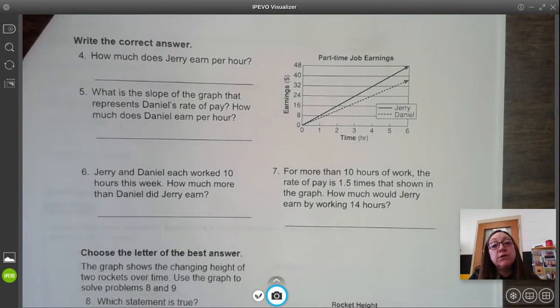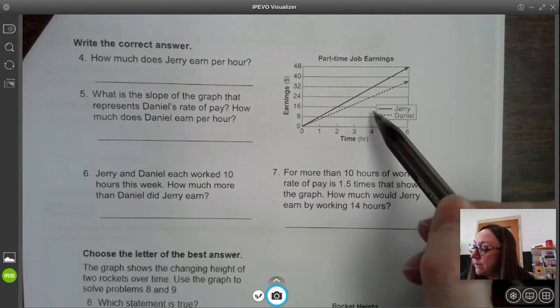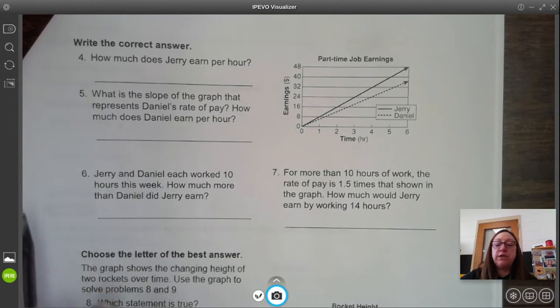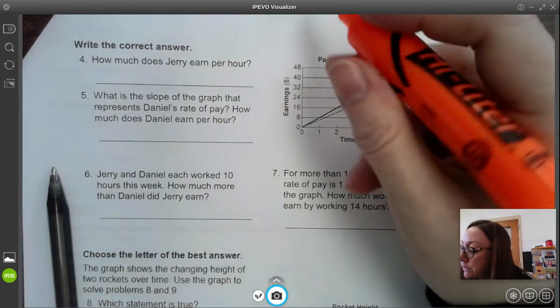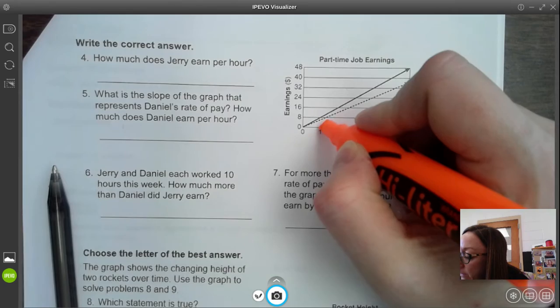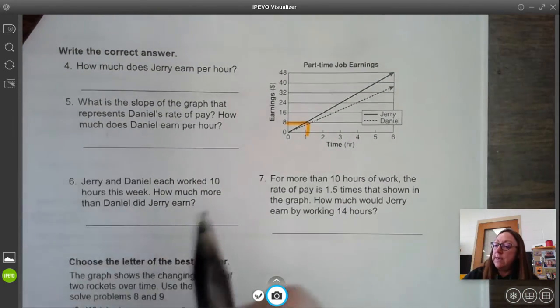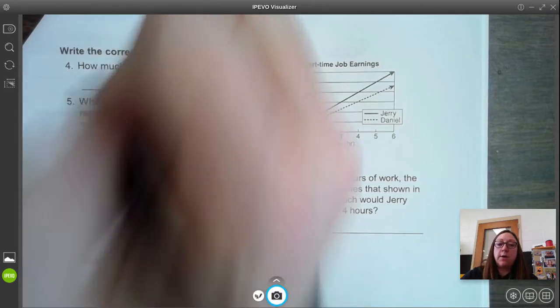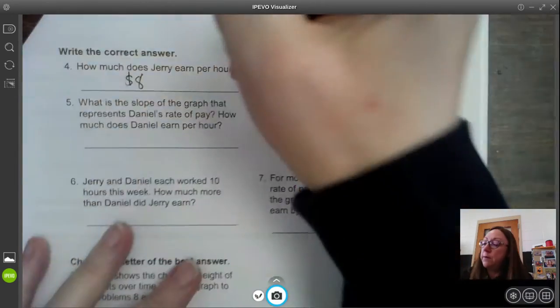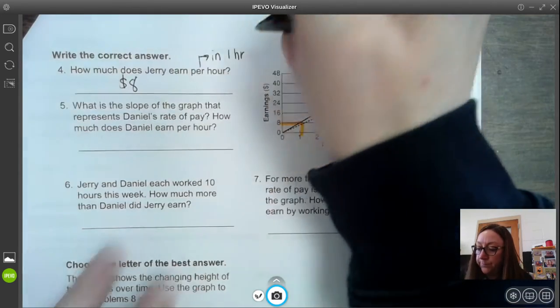Okay, the next one is interpreting rate of change or slope on a graph that's a real life problem. So the question says, how much does Jerry earn per hour? So on the graph, Jerry is the solid line. So I want to know how much he makes in 1 hour. So what I'm going to do is for 1 hour, I'm going to find that on the x-axis. I'm going to follow that up to Jerry's graph and then over across. Okay, so Jerry makes $8 per hour. Okay, per hour means, remember that's like a unit rate. So this is in 1 hour.